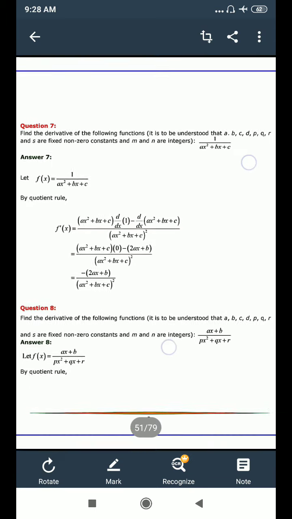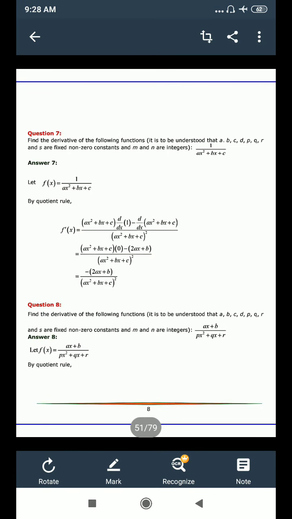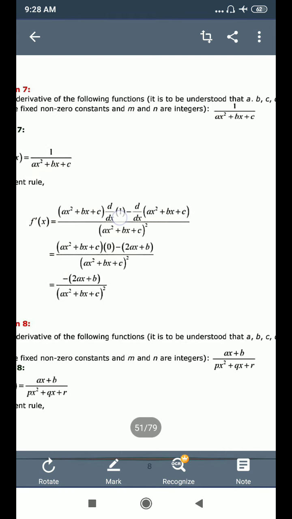Question number 7. It is 1 upon ax square plus bx plus c. Again we will apply the quotient rule. The denominator ax square plus bx plus c as it is, derivative of numerator, that is 1. Now numerator 1 is as it is, that I am not mentioning over here because it is 1 only. So differentiation of ax square plus bx plus c divided by ax square plus bx plus c whole square.